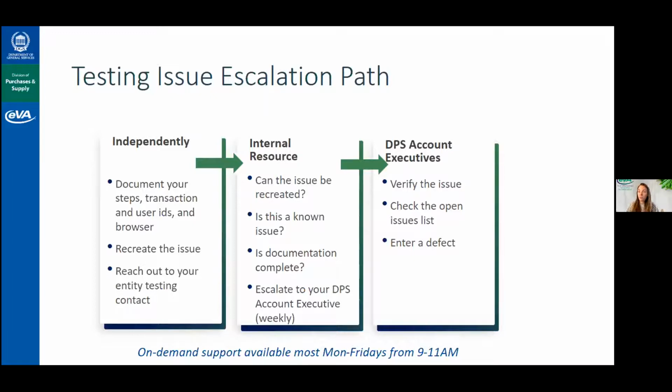We're suggesting weekly to your DPS account executive so that they can collect it and triage that as well. Your DPS account executives will then verify those issues. They're going to check the open issues list again, and then they'll be working with us to create a defect in our tracking system to make sure that it is recorded and we can determine if it's a fix that needs to happen before go live or if it's something that we'll have to wait until after go live.